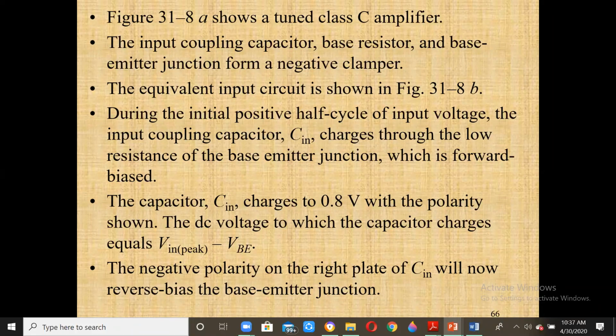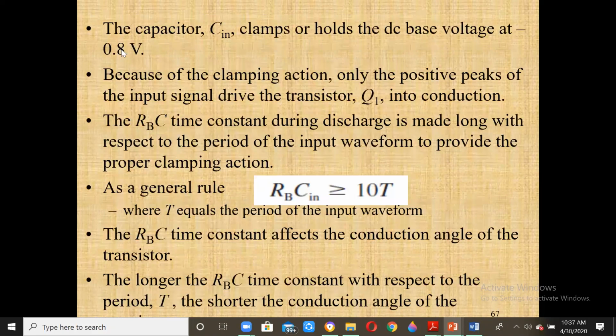So the negative polarity of the right plate of Cin will now reverse bias the emitter base junction. This is what I said. It will be reverse biased and turn off the emitter base junction of the transistor. So the capacitor Cin clamps or holds the DC base voltage at this value. Because of the clamping action, only the positive peak of the input signal drives the transistor Q1 into conduction.